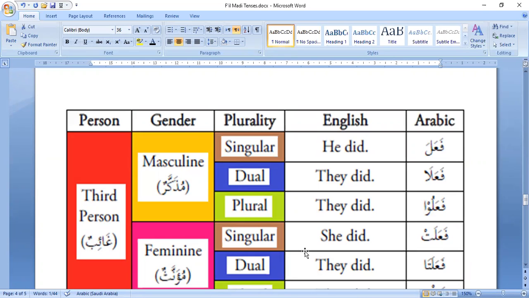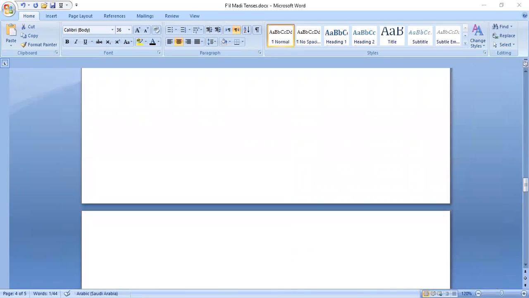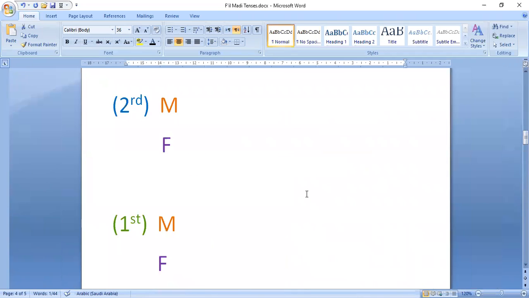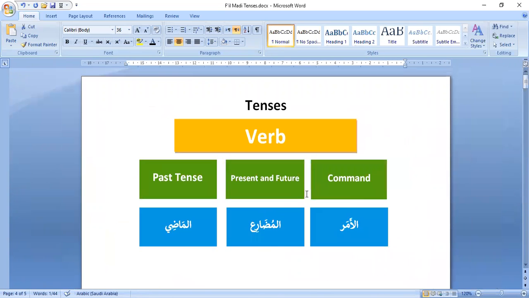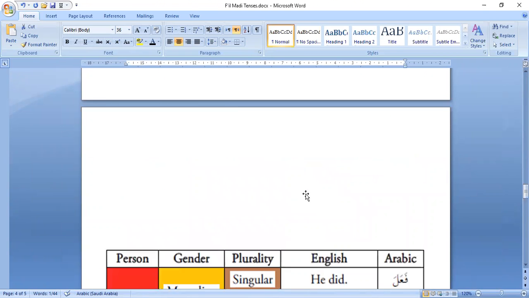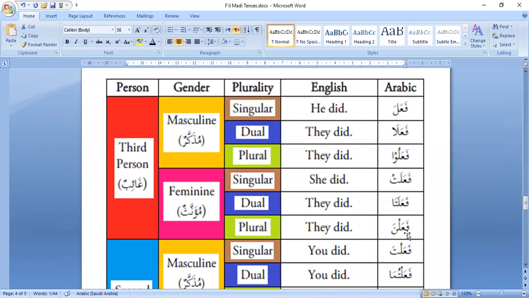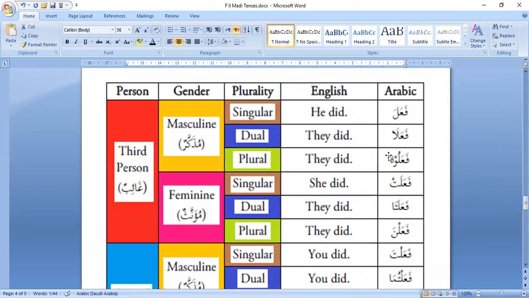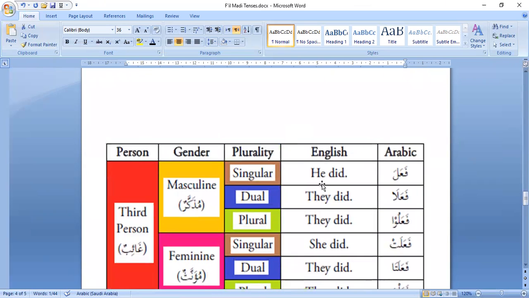Are you going to send the sheet with all this fa'ala, fa'alu? Okay, so this one, you know the 10 lessons I've done already? This one, I'll send it now. If that's okay, I'll send it like this. So just to clarify again, this is past tense. We're doing past tense. Present tense, we'll do that later. So fa'ala, fa'alu, these are did. They did in the past. This is the past tense scale.